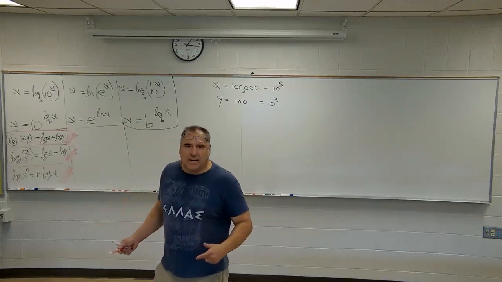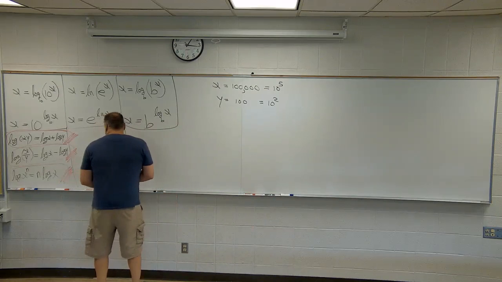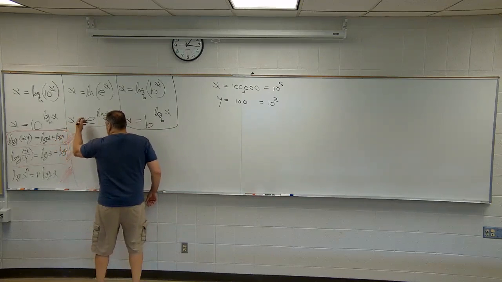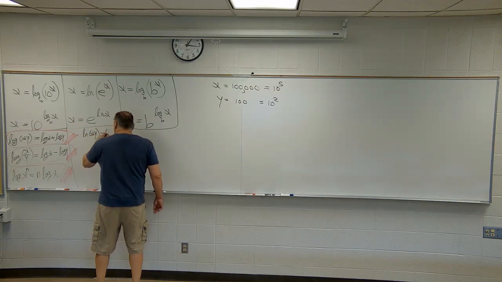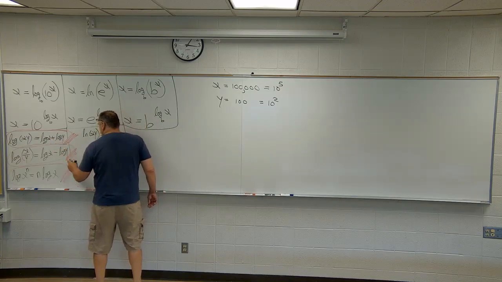That's log base 10. I didn't put the 10 underneath there. I could do it, I could not do it. It doesn't matter. In an analogous fashion, the same exact thing happens with the natural logarithm. The natural logarithm of a product is the sum of the individual logarithms, just like what happened right here.